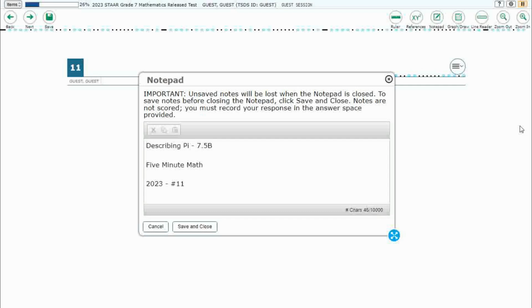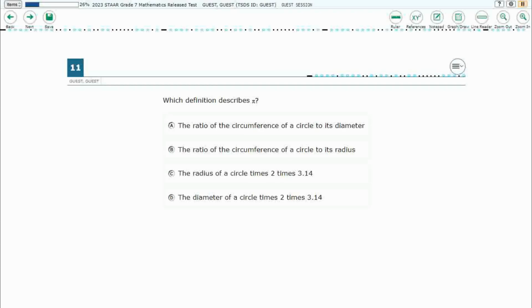Today we are looking at the 7th grade concept of describing pi. This is standard 7.5b in the great state of Texas. We are using item number 11 of the 2023 released STAAR test. If you haven't done so already, please go ahead and take a moment to pause the video, work this problem out on your own, unpause it, and we will look at our answers together.